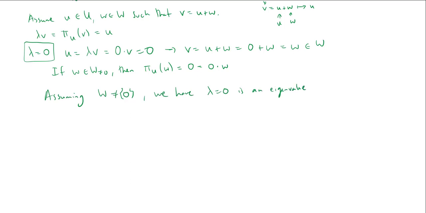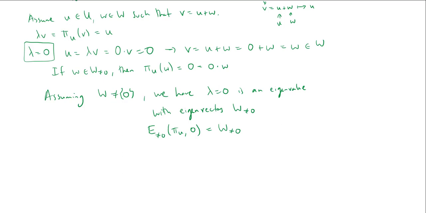And what are the corresponding eigenvectors? It's going to be all of the non-zero elements of W. So with eigenvectors, everything non-zero, or if we wrote it in our alternative language here, E not equal to 0 of pi U comma 0. So this is going to be the non-zero eigenvectors for the linear map pi U corresponding to the eigenvalue 0. This will equal the non-zero elements of W.